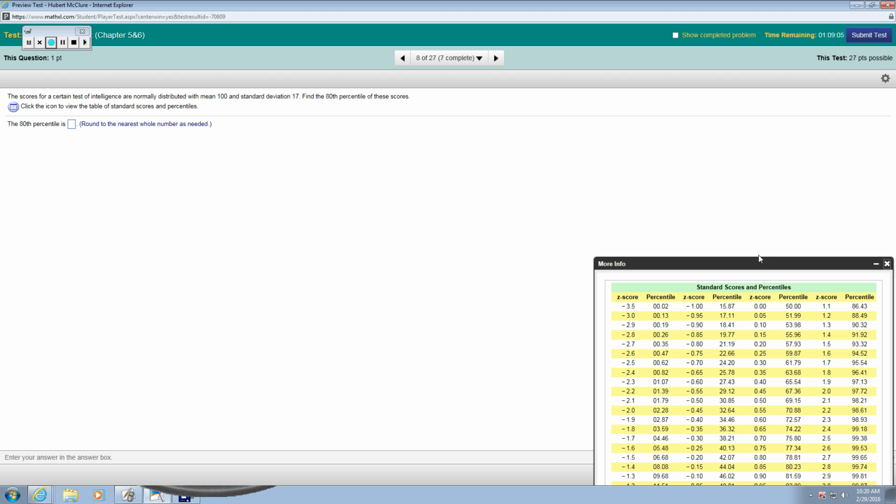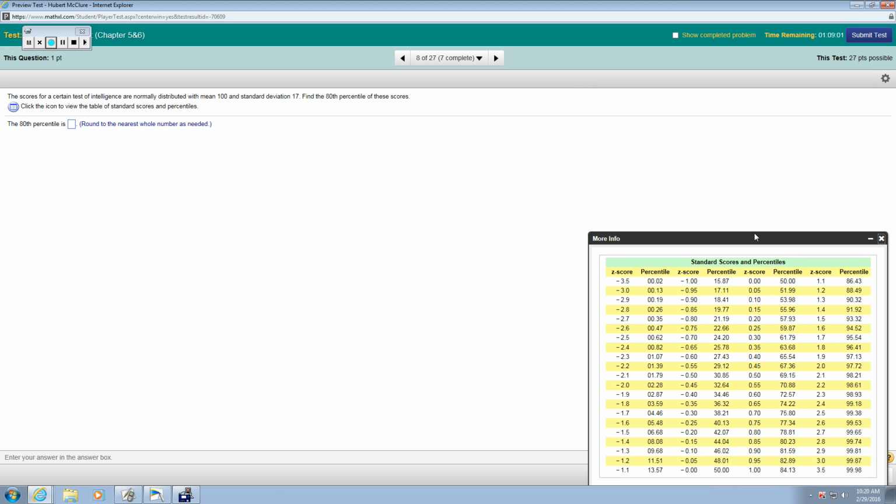I'm trying to move it so y'all can see it. Okay. 0 and 1. Well, here's 0. So somewhere between 0 and 1 is our number. So let's look over here for 80%. This column right here, we're looking for 80%. Think of $80. What's closer to $80? $78.81 or $80.23? So that is your z-score of what? 0.85. So that z-score right here is 0.85.